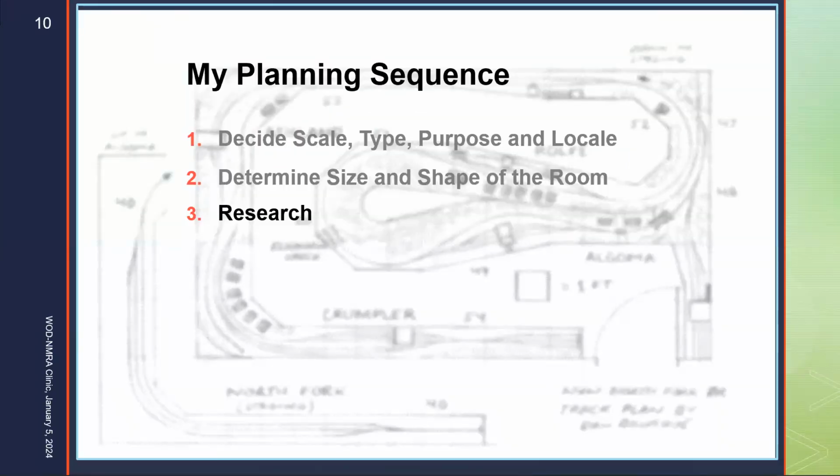Research is easier to do with a prototype, and I think is invaluable in a variety of ways around planning your layout.